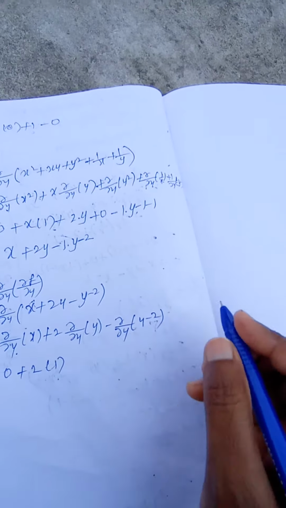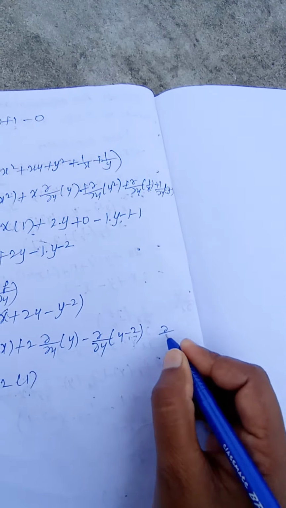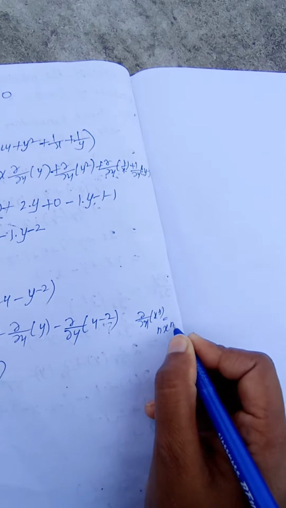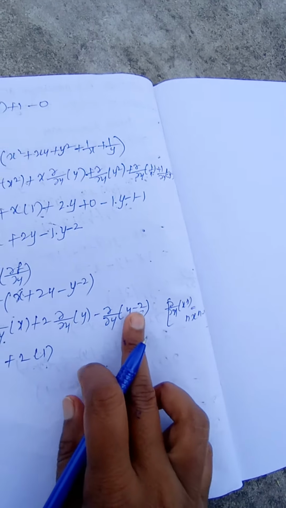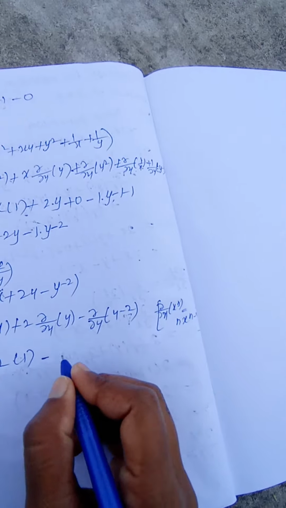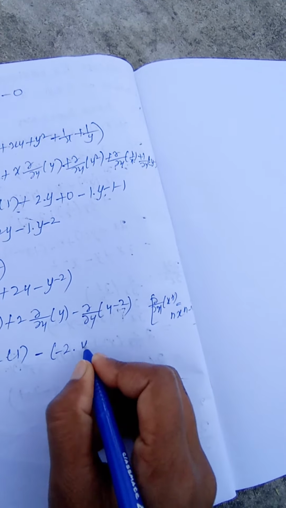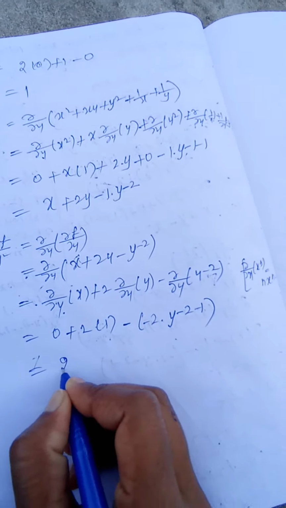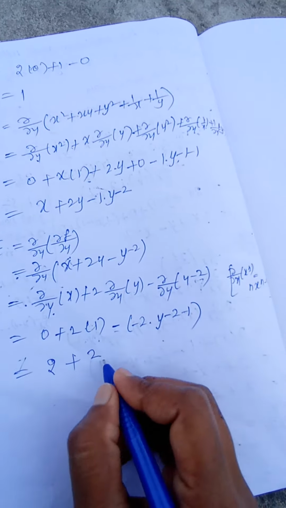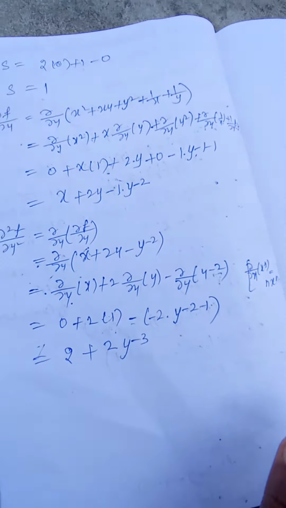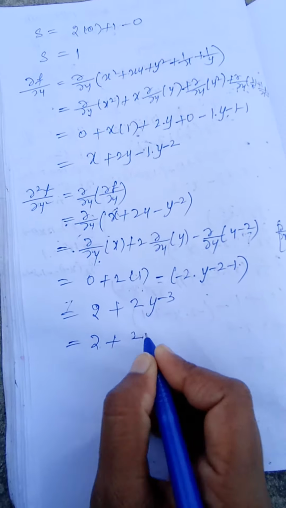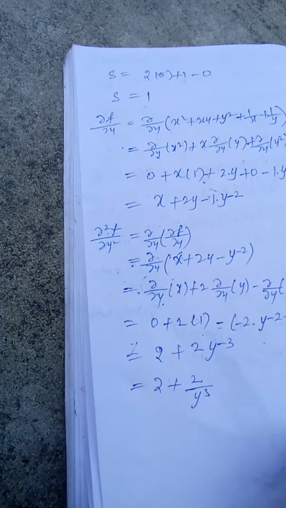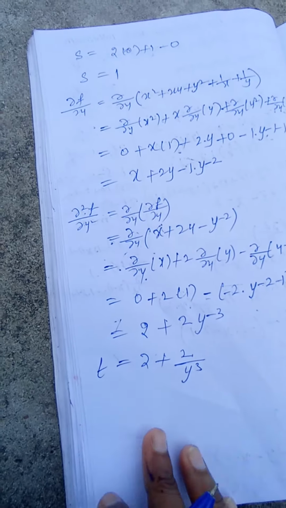so here apply this formula, ∂/∂x of x to the power of n equals n into x to the power of n minus 1, where n equals minus 2, so minus 2 into y to the power of minus 2 minus 1. n is minus 2, so minus into minus is plus, 2y to the power of minus 2 minus 1, minus 3. That equals 2 plus 2y to the power of minus 3, which is 1 by y cube. So take the ∂²f/∂y² value as t.